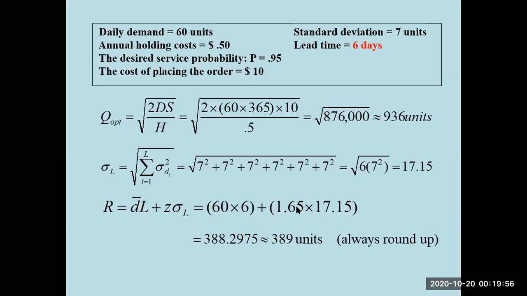So plug in 1.65 for Z, times 71.15. And daily demand is not given here, so it is 60 times lead time 6, and so on. By calculation, we can get the reorder point.